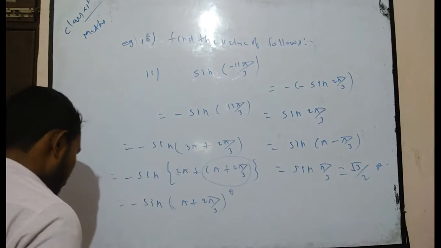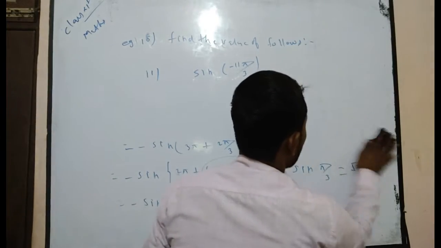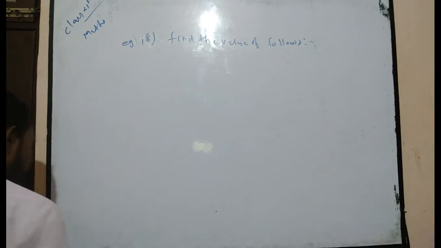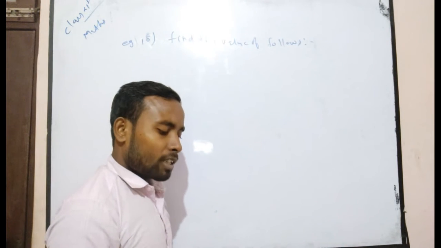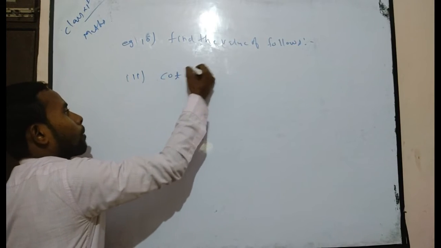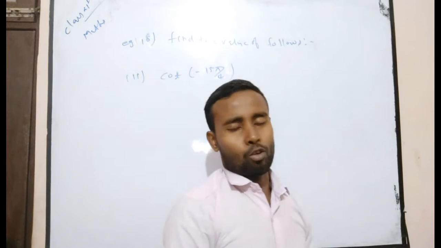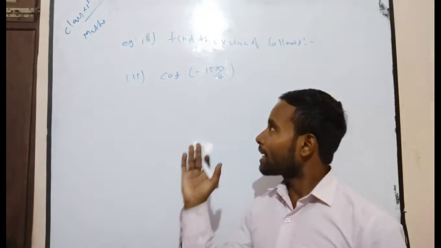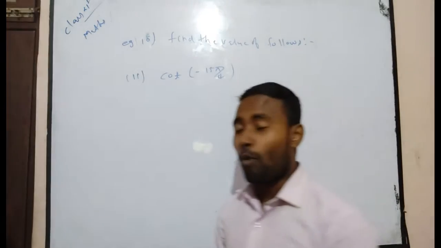Now we take the next problem. In the next problem, you have to find the value of cot minus 15 pi by 4. Now you have to find the value of this trigonometric function. How can you find it? First of all, you have to take the negative sign out of this trigonometric function. Do you know what is the value of cot minus theta?